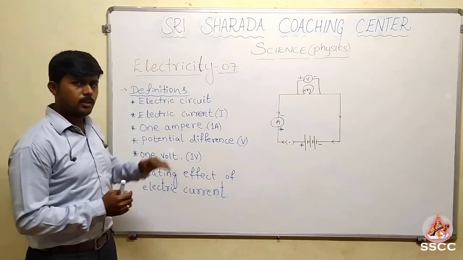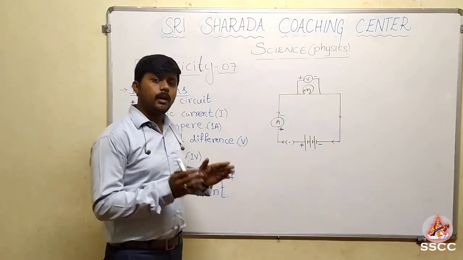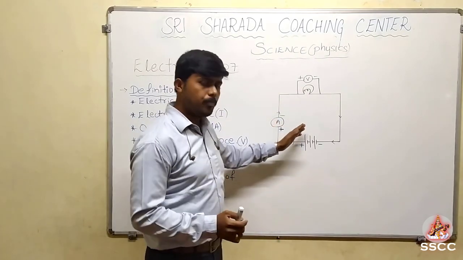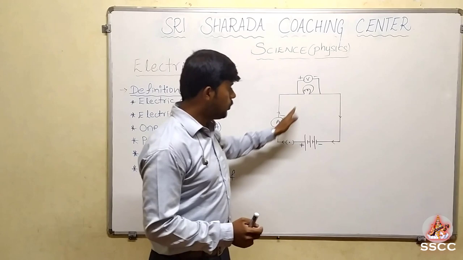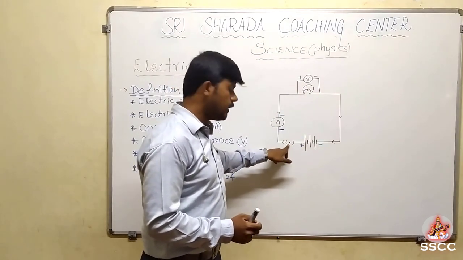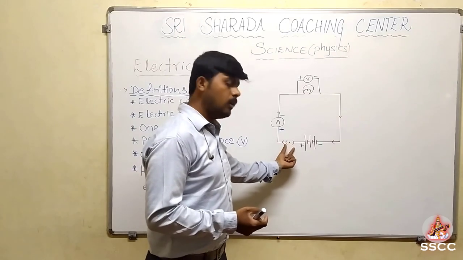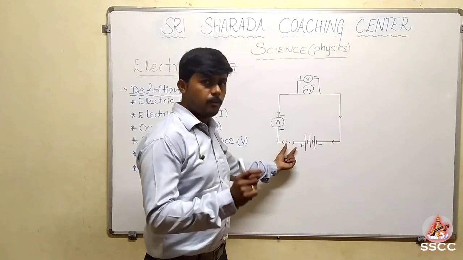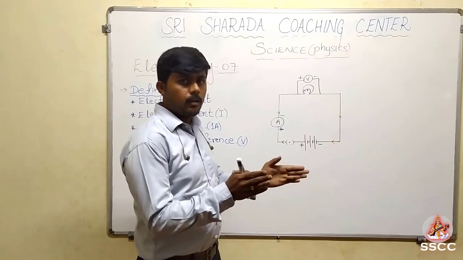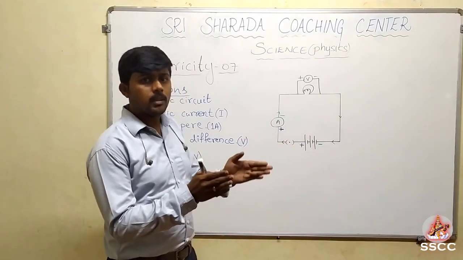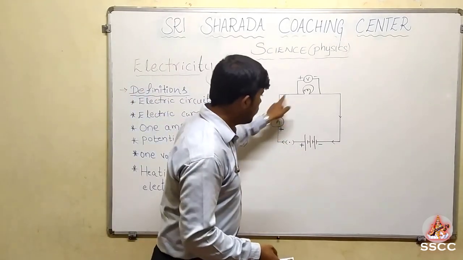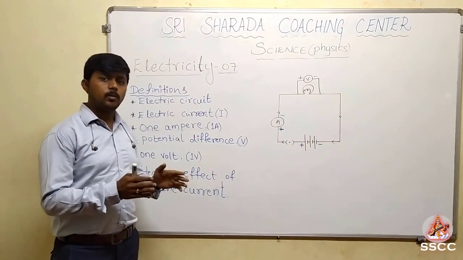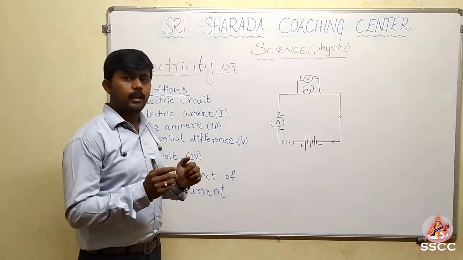The first one is electric circuit. What is meant by electric circuit? A continuous and closed path of an electric current is called an electric circuit. Here you can observe, this is an electric circuit, a continuous and closed path. Even here the key is closed. How to represent the key? By writing an open bracket; if you write a dot inside the open bracket, that is the representation that the key is closed. That's why we mention here, a continuous and closed path of an electric current. Here the electric current is flowing. That's why we define electric circuit as a continuous and closed path of an electric current.